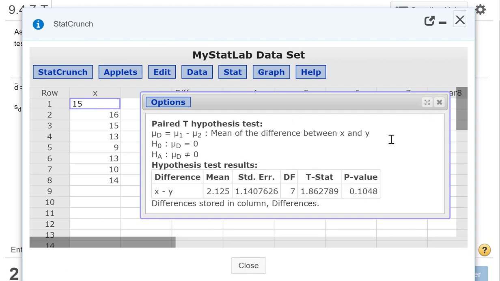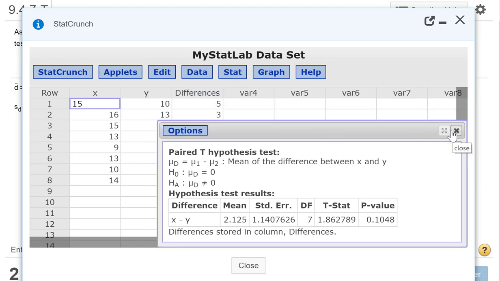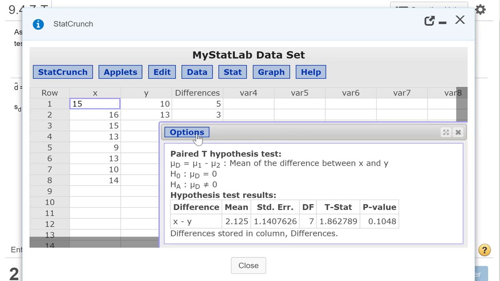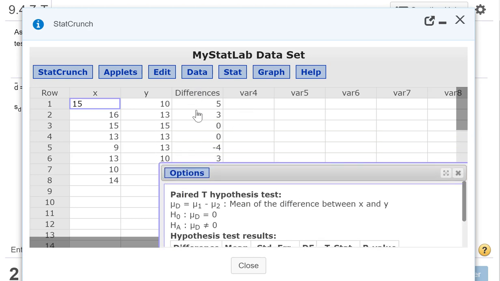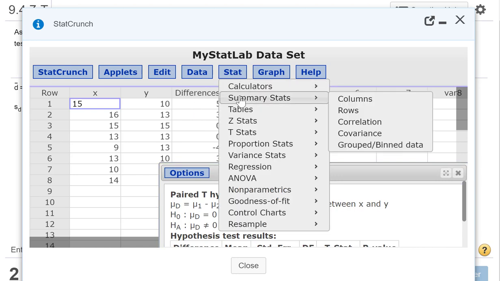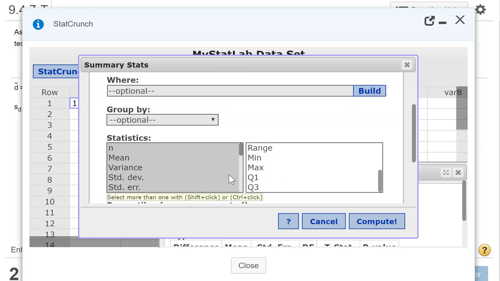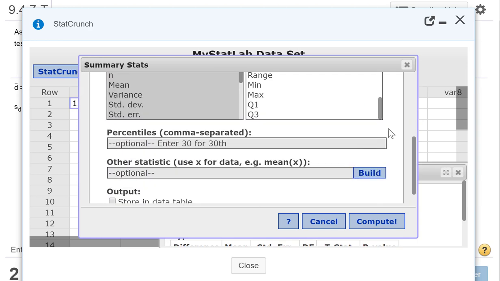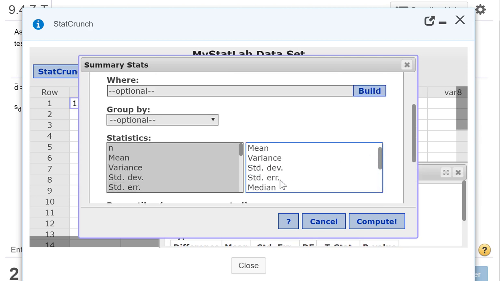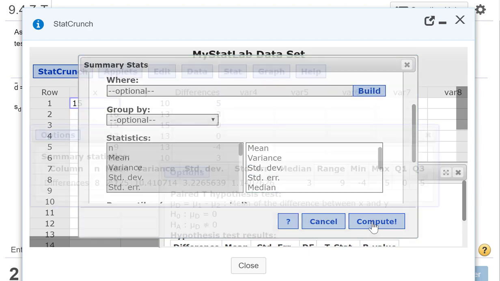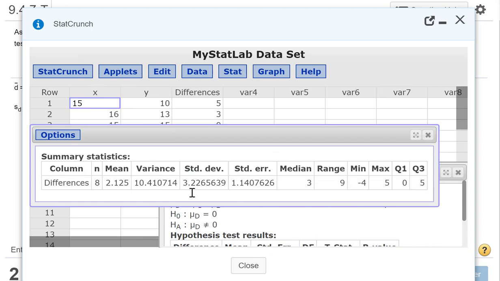So what I need to do, let me close out of this. Or minimize it. There we go. I need to find the standard deviation of this column. So I'm just going to go to my stat and run a summary stat on that column. Just need it on the differences. Make sure standard deviation is selected. It is right there. Press compute. So standard deviation is 3.227 for this particular one, 3.227.